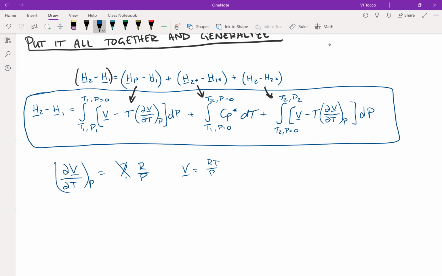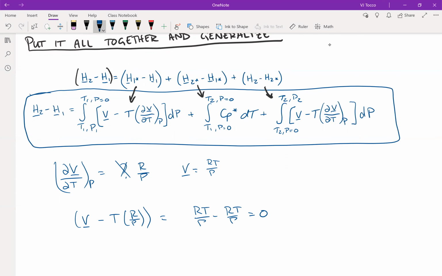And then we can multiply that by T again, and then the whole departure function, V minus T times dV/dT at constant P, is equal to RT over P minus RT over P, which is equal to 0. So this is helpful in illustrating that for an ideal gas, the departure function is 0, because there is no departure from ideal conditions.